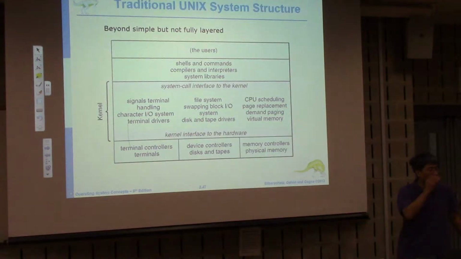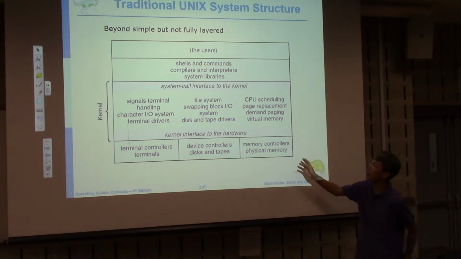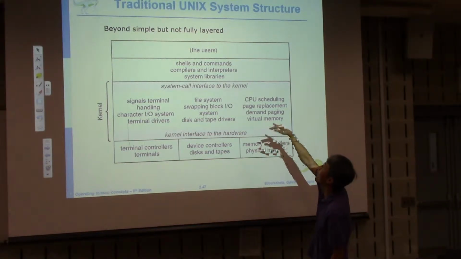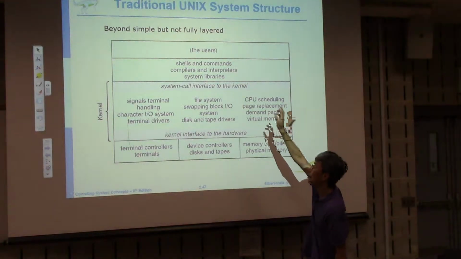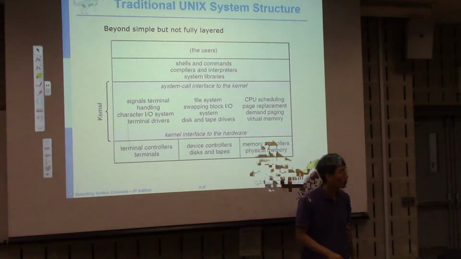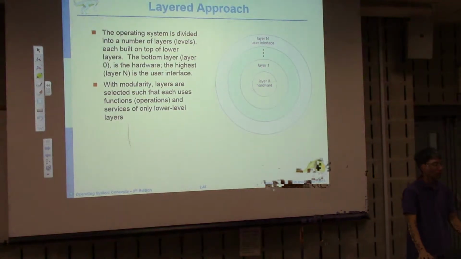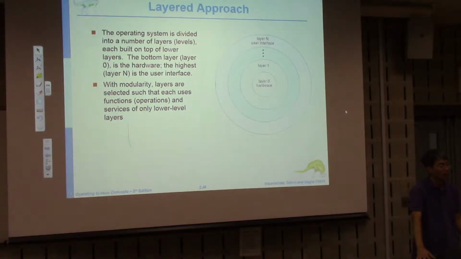So traditionally, the Unix system structure is like that. There is the system and the kernel program, and there is the interface program, and finally the user. The user can access this one. But nowadays, most operating systems follow the layered approach.